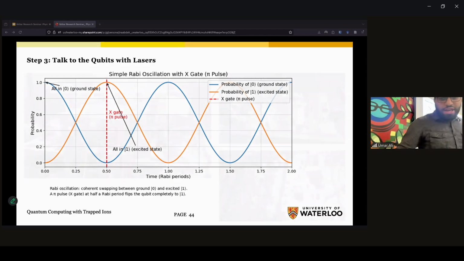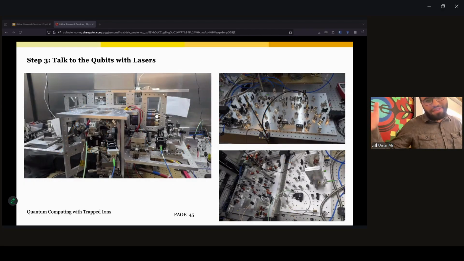Very happy. This is me just showing you how complex it is to generate those lasers. This is our vacuum chamber, and over here is the trap. Everything goes in, and everything needs to be very well aligned.